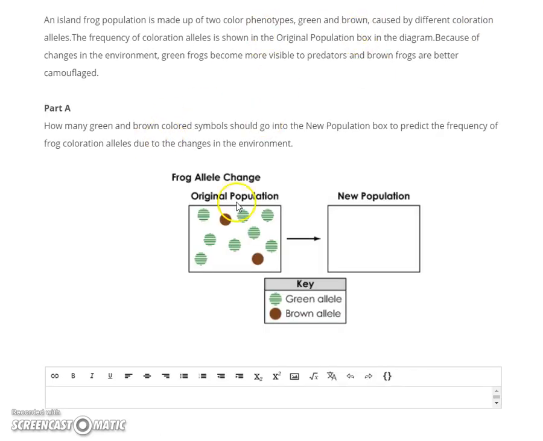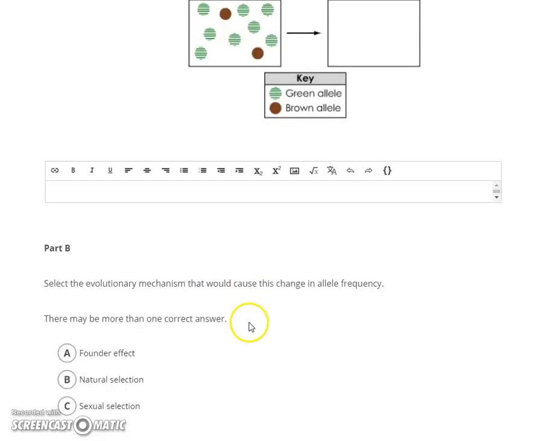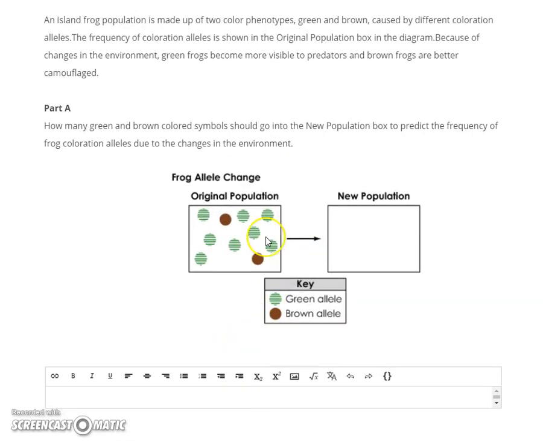Alright, and our last question, which seems to be unanswerable for the first part. We did this in class. What we're looking at is the environment changes so that the brown frogs do better than the green frogs because of predators. They're more camouflaged. So what you should be able to do, which I don't think you can do, is put some green and brown dots over here.